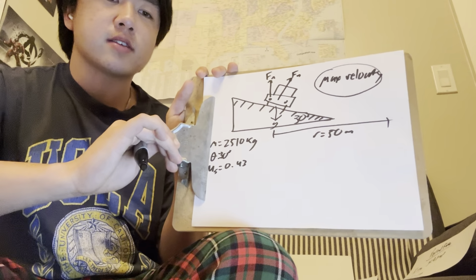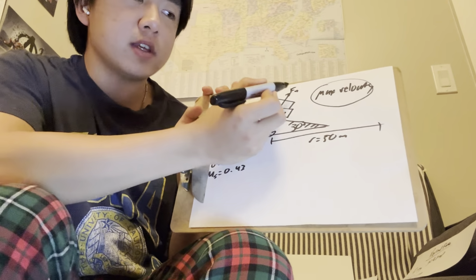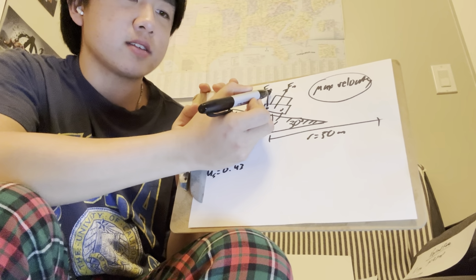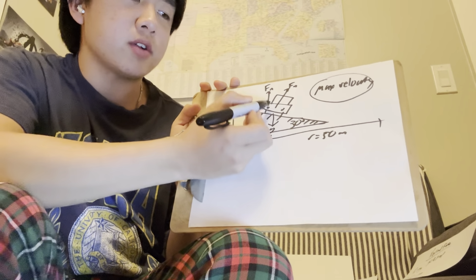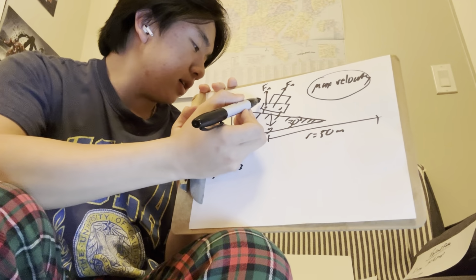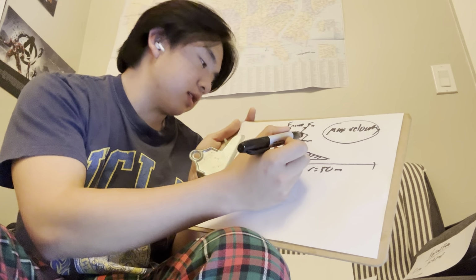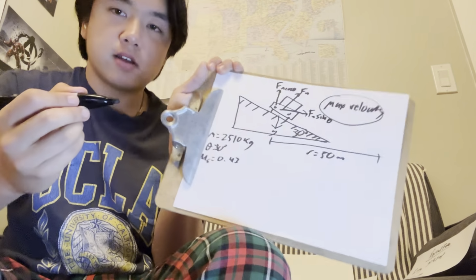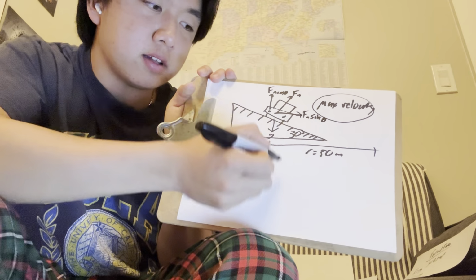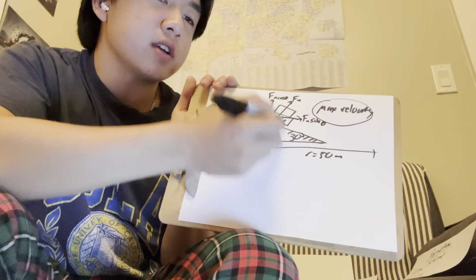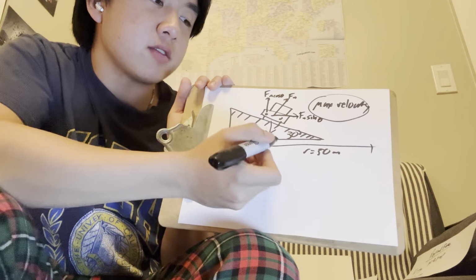So if this is the normal force, then this component here would be normal force cosine theta, and this here would be normal force sine theta. So that's how we split that up, so that we're still opposing gravity.